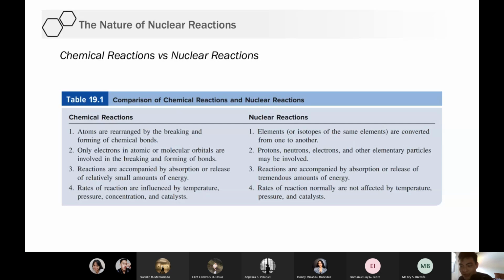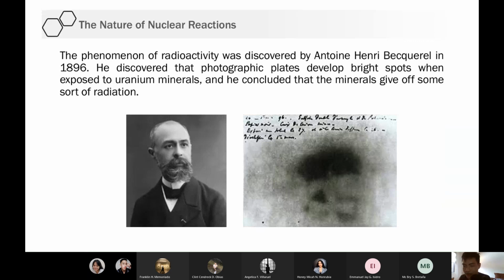Okay? So, ibig sabihin, yung timeline ng atomic models natin nag-overlap sa nuclear chem. Okay? So, kasi nung na-discover nila yung nuclear chemistry, doon nila nalaman na yung atoms natin, marami pa pala siyang laman sa loob. Okay? So, kailan nga ba na-discover yung nuclear reactions? No? It was in 1896 when it was discovered, more than a century ago, by Henry Becquerel, Antoine Henry Becquerel.